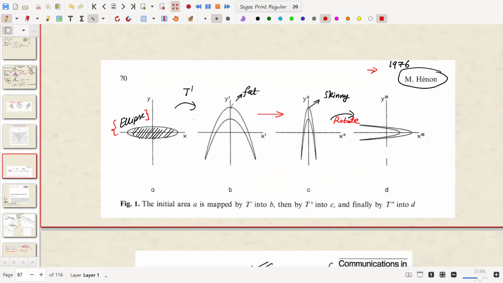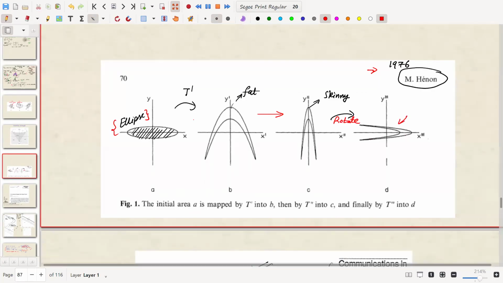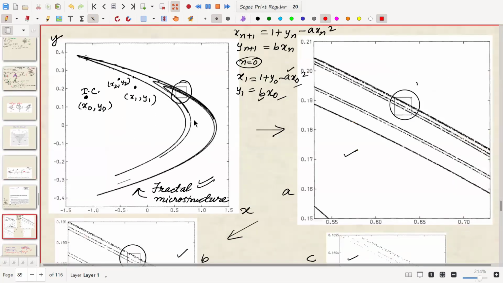And what is the speciality about this Henon attractor? The Henon attractor is chaotic, and at the same time, it is a fractal attractor. It has a fractal structure to it. Why does it have a fractal structure? You can see this figure. This is the Henon attractor which you have plotted using Python.